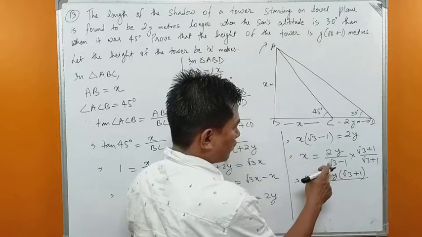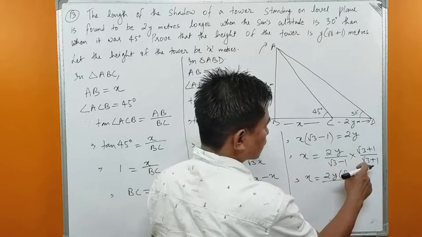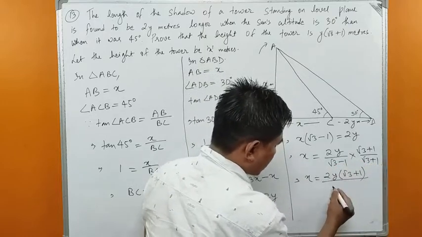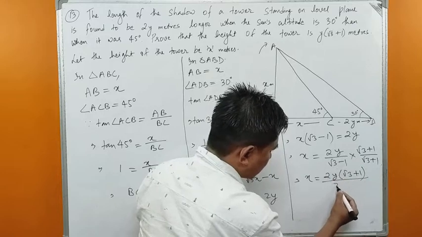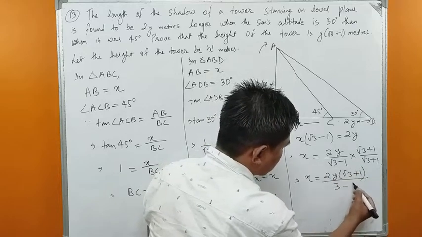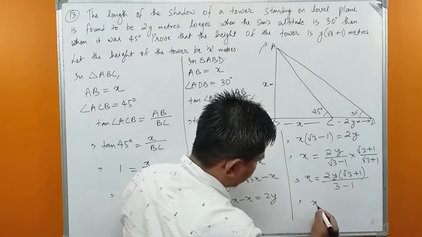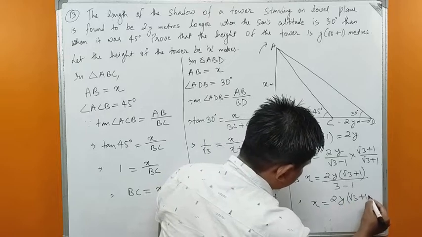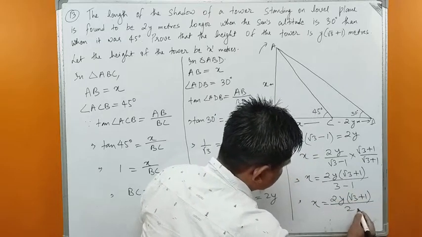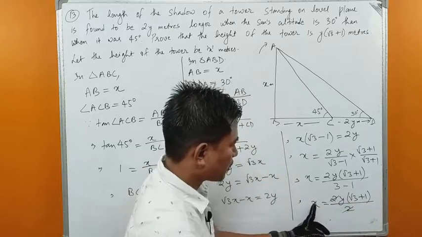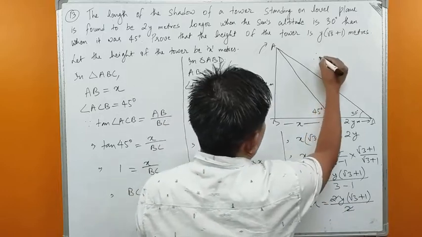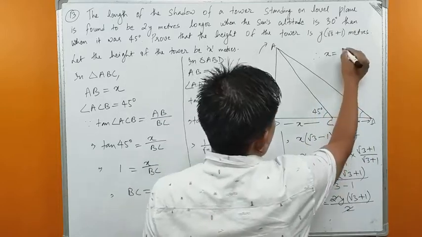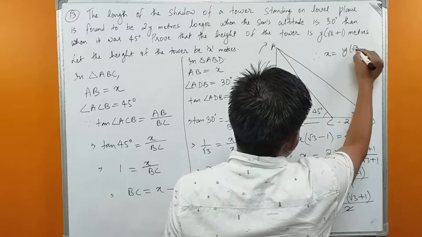In the denominator we have root 3 minus 1 into root 3 plus 1, which is (a minus b) into (a plus b). That means a square minus b square. So root 3 square is 3, minus b square, which is 1 square, is 1. So x equals 2y into root 3 plus 1 divided by 3 minus 1, which is 2, isn't it? So 2 cancels out. Therefore x equals y into root 3 plus 1.